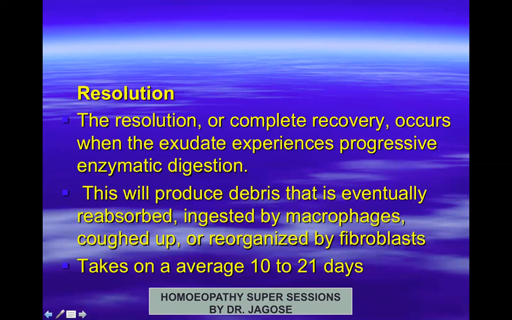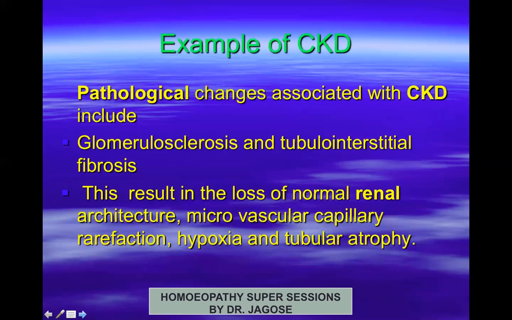So out here, all these stages can be equated with the miasm. So this we'll see later on as we go ahead. That is why it is important to know the pathology behind it, because you have to equate it with the miasm. Now, chronic kidney disease, what are the pathological changes associated with it? There are glomerulosclerosis and tubulointerstitial fibrosis. There is a result in loss of normal renal architecture, microvascular capillary rarefaction, hypoxia, and tubular atrophy.